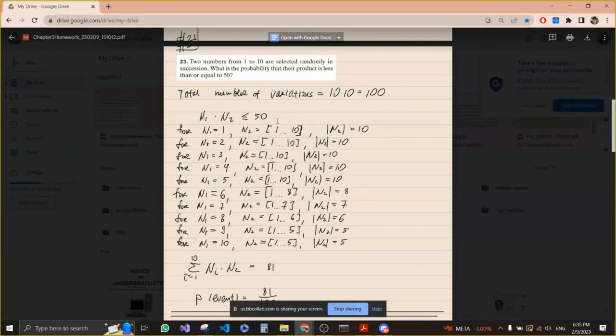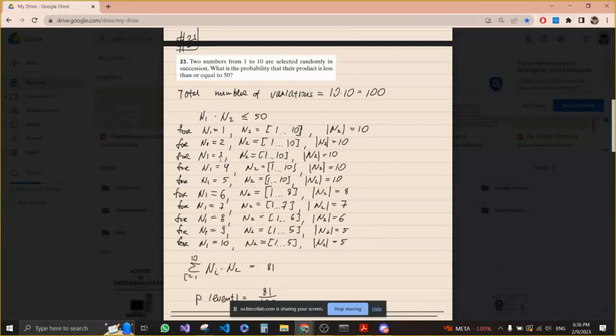Okay, so the condition is multiplication. The multiplication should be less than or equal to 50. Let's see what numbers can meet these conditions. So if the first number is equal to 1, then the second number can be from 1 to 10. If the first number is 2, then the second number also can be from 1 to 10, because the multiplication will be less than 50. If the first number is 3 or 4 and 5, yeah, up to 5, that's it.